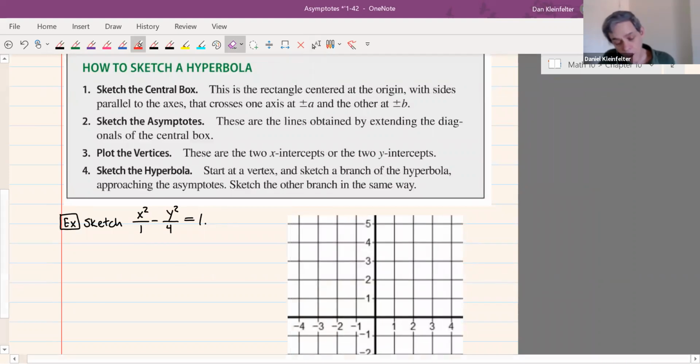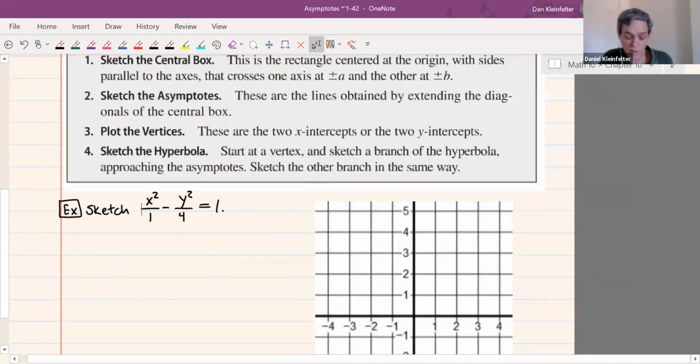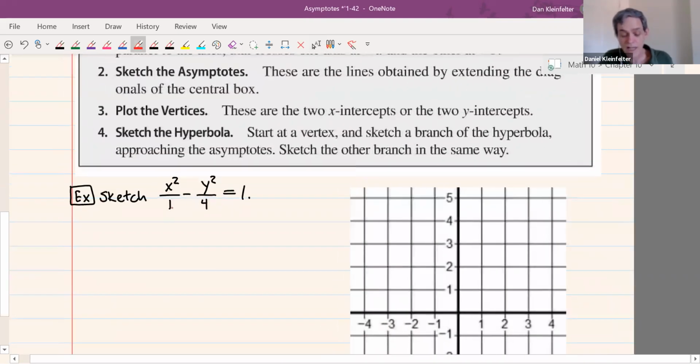So on this, notice that I don't really need to care about whether this is x squared over a squared or is the a underneath the y or anything like that. For this, I need to know which way the central box is oriented. Or we can use the intercepts as well. So we'll see both ways. Let's start actually with the intercepts.